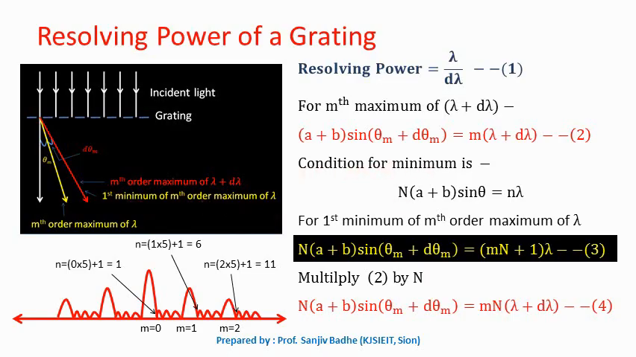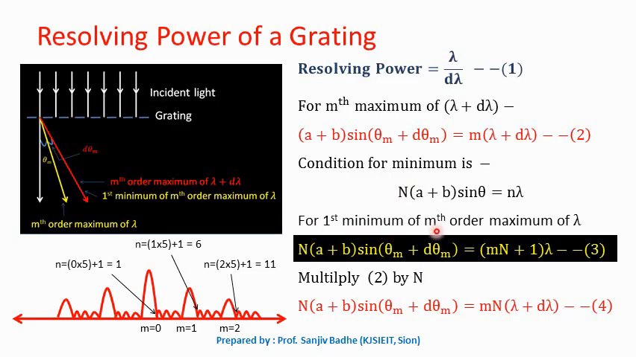Condition for minimum is given by N into A plus B sin theta equal to n lambda, where this N is the number of lines on the grating. This N is the total number of lines on the grating. It is not the number of lines per centimeter. Remember this. This N is the total number of lines on the grating.